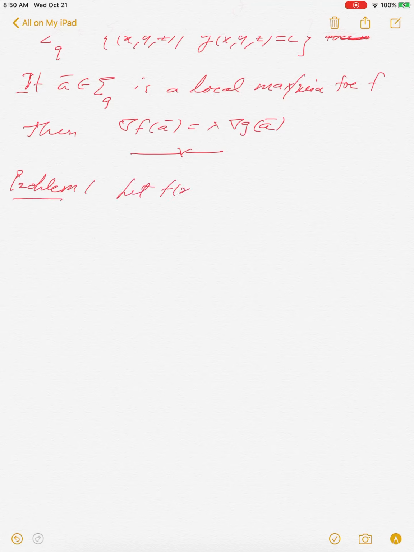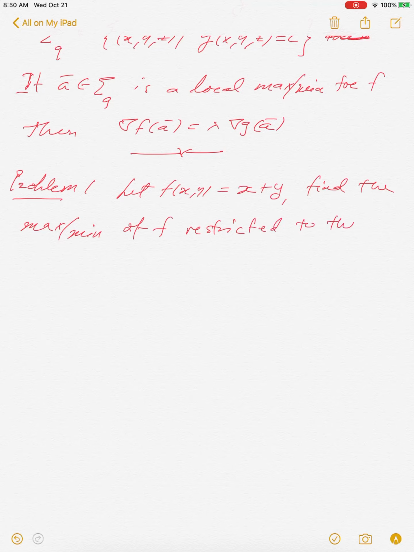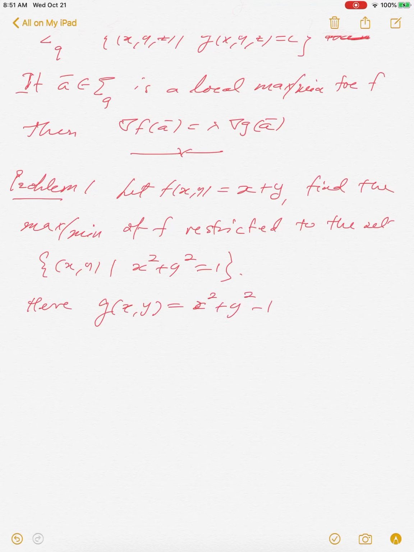So let's take a function f of xy to be x plus y. Find the max or min of f restricted to the unit circle, the set of xy for which x square plus y square is 1. So here we take g. You want to express the given surface as a level surface for some g. So you take g to be x square plus y square minus 1.